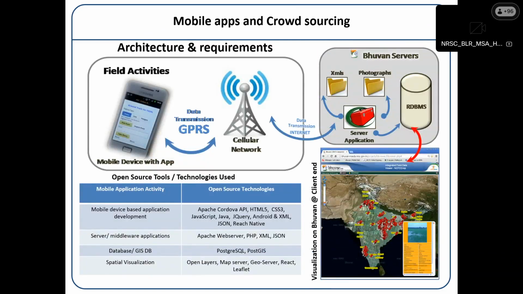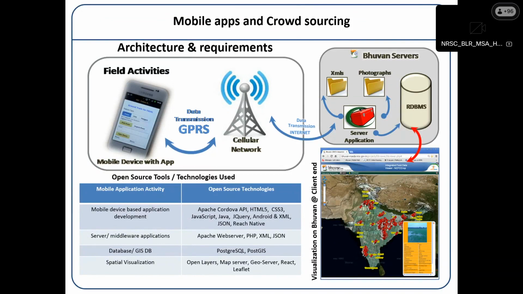This is the architecture which we have adopted. Basically, you have a mobile device, then you have an app which will support you to capture the information using the device features, and then you have internet connectivity in the field. Then you can directly communicate to the cellular network, and transmit the information which you capture using the mobile app.